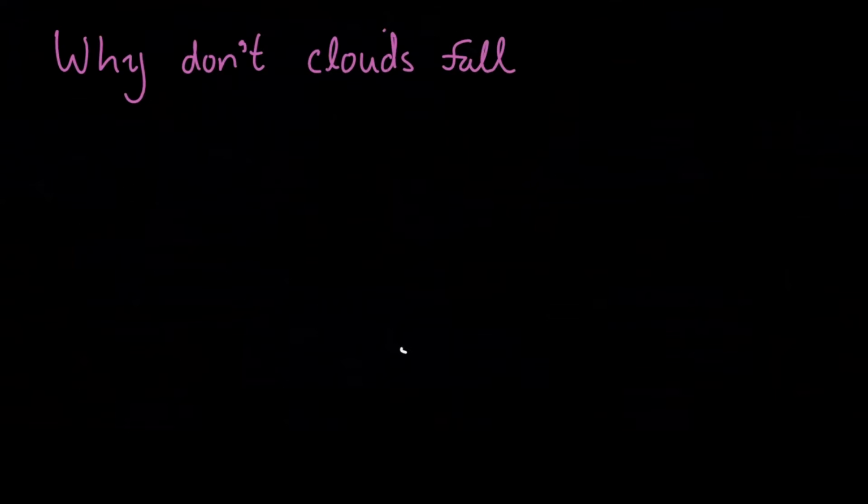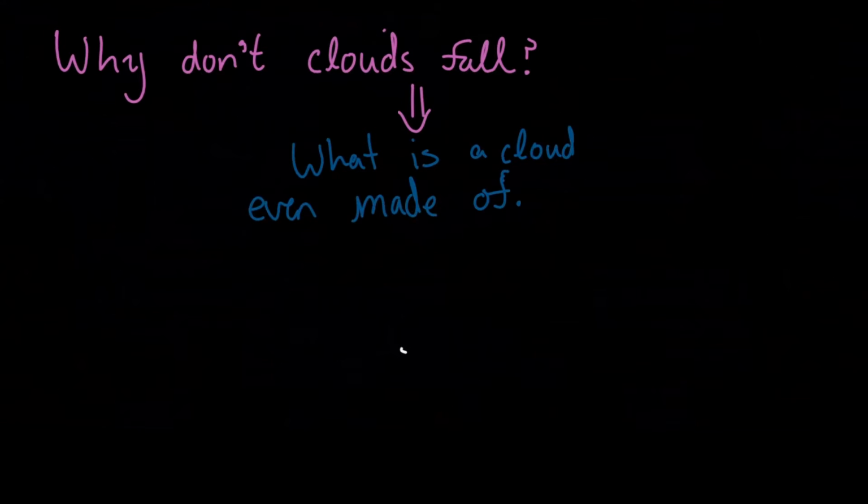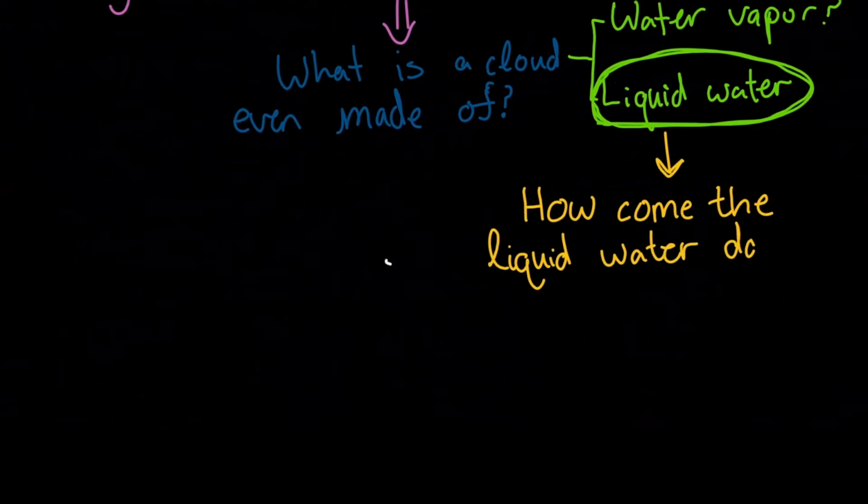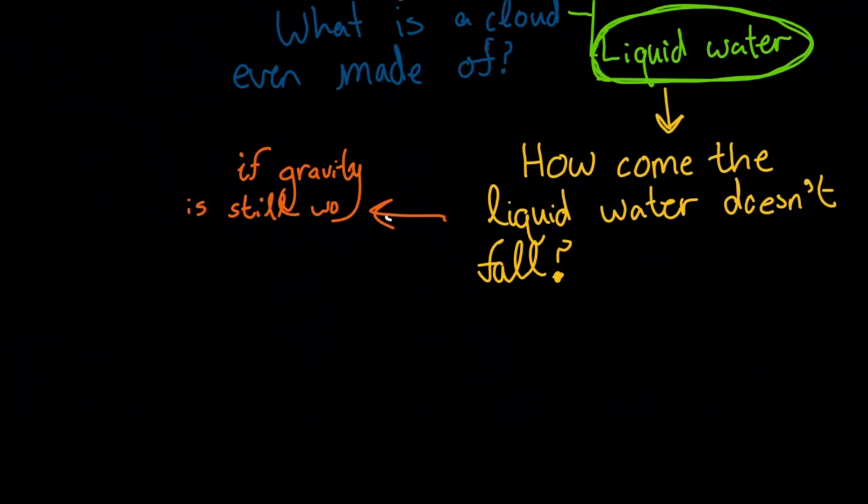Why don't clouds fall? What are they even made of? Water vapor or liquid water? As it turns out, they are made of liquid water, so that begs the question, why don't they fall? Since gravity is still working, why don't they fall?